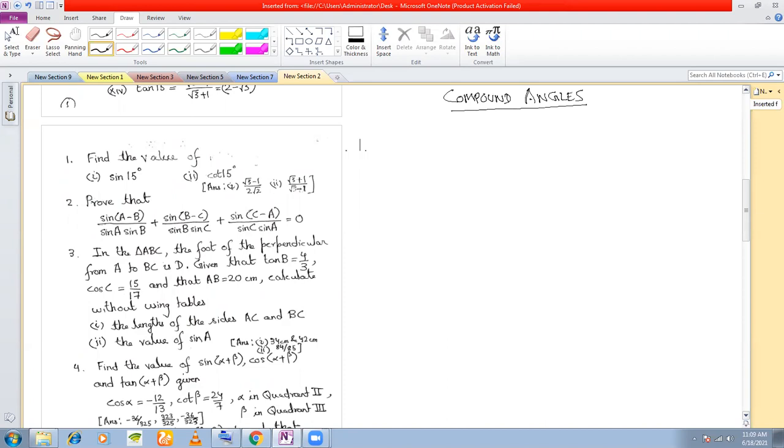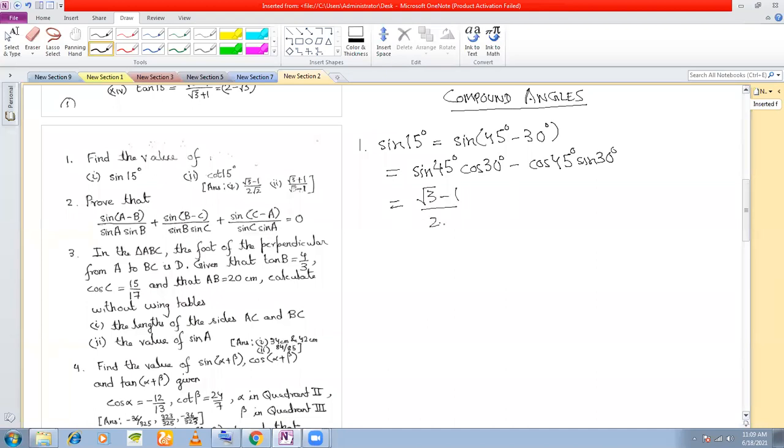First question. Sine 15. What are the standard values whose difference will give you 15? 45 minus 30. So write 15 as 45 degree minus 30 degree. And this is sine A minus B form. What is the formula for sine A minus B? Sine A cos B minus cos A sine B. Put the values, you will get root 3 minus 1 by 2 root 2.